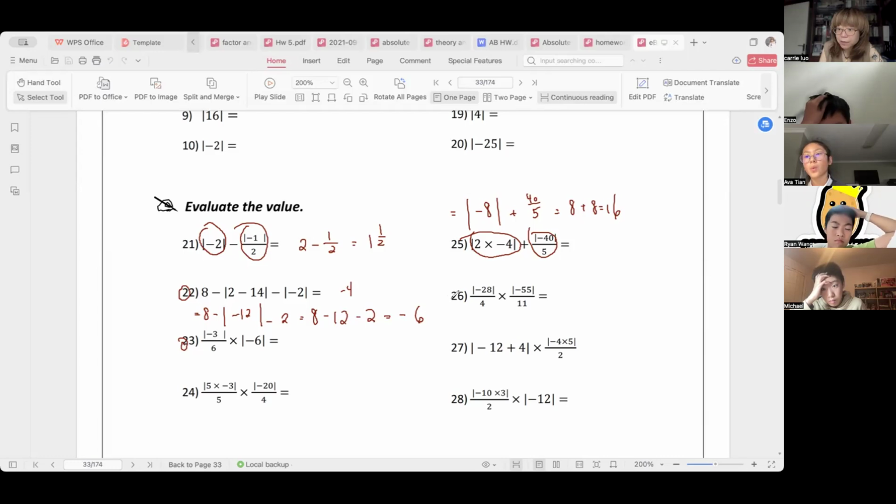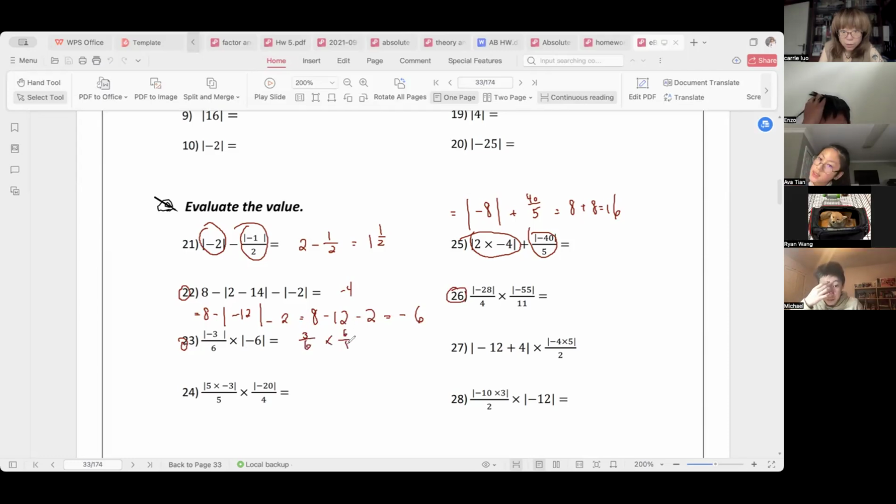Michael, are you clear? Okay, so 26, sorry, I'm going to do this one with you again. The absolute value of -3/6 equals 3/6, right? So times 6/1. So the answer is 3. Get it? So I just do it step by step. So 26 and 27, two questions, your turn. Okay, please send it to me by chat.